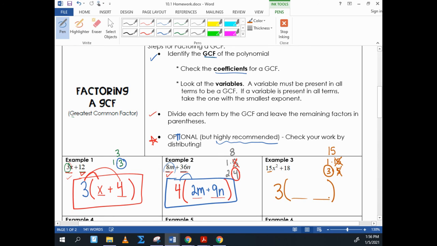Okay, notice here as well, there's x's over here, but there's no x's over there. That's why I didn't use any x's in my greatest common factor. But now I just undistribute. I'm trying to find what term right here, if I multiply it by 3, gives me 15x squared. So I know that 3 times 5 gives me 15, and we're just going to leave x squared. Okay, then do the same thing for this next term. 3 times what gives me 18? Well, 3 times 6 will give me 18 right there. And that is us finished with that.